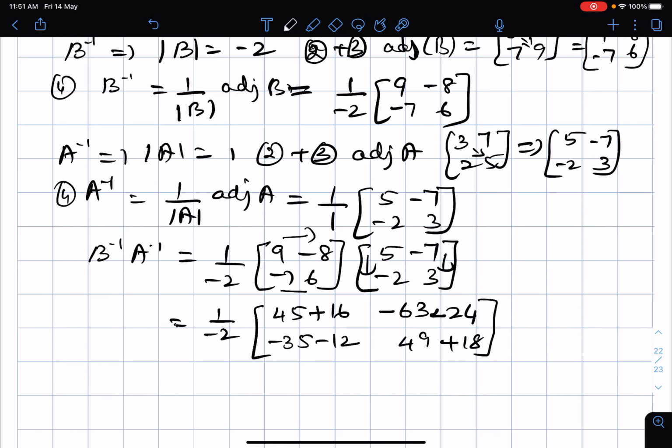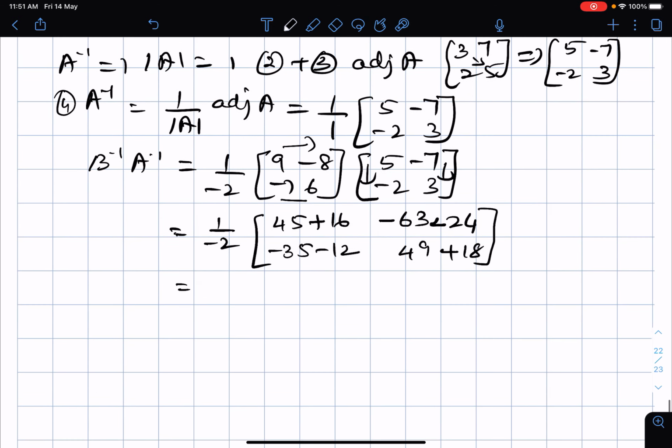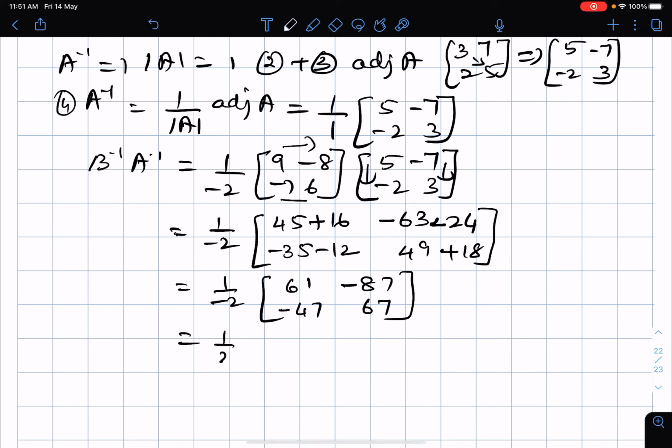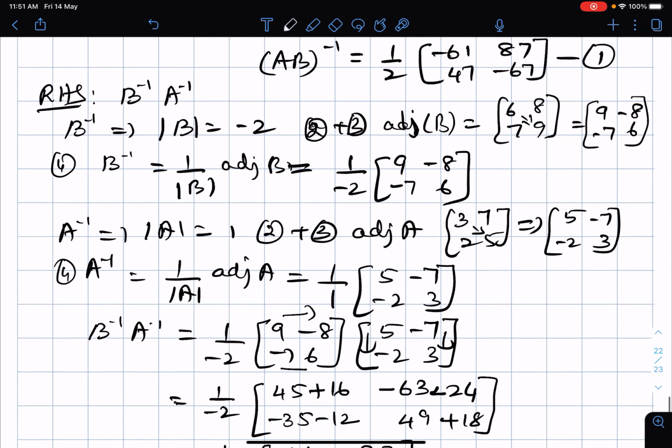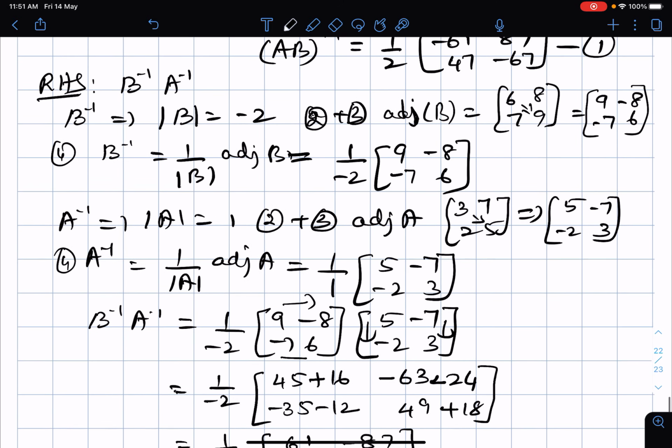Close the bracket. Now 1 by -2, when you add these two you will get 61, minus 87, minus 47 and 67. Now you cannot divide here, so you take the minus sign alone. 1 by 2 into, you will get minus 61, plus 87, plus 47 and minus 67. This is going to be 2. Now when you compare 1 and 2, minus 61, 87, 47, minus 67, 1 and 2.